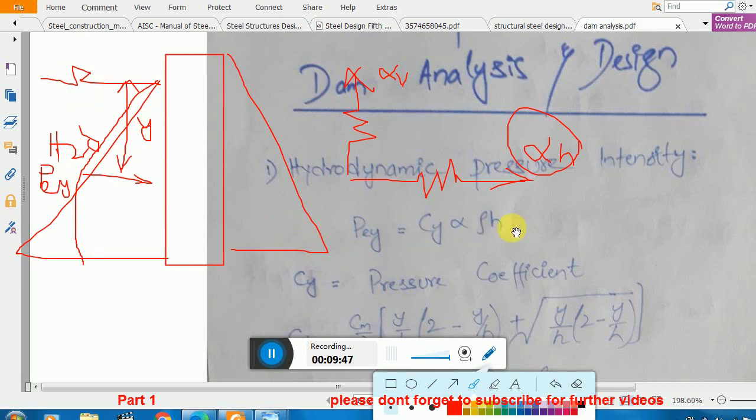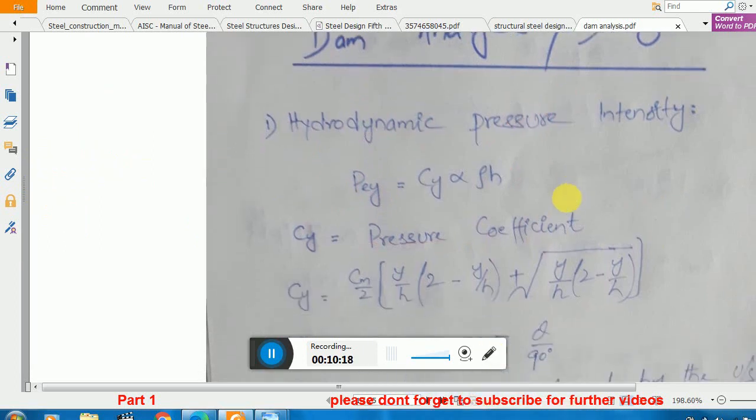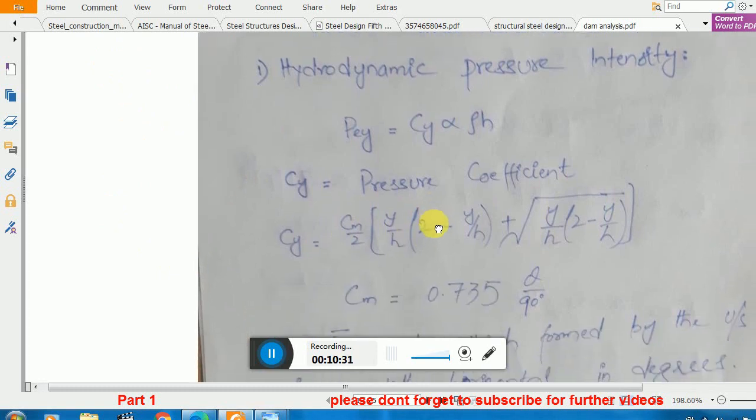Remember, this is the equation: PEY = CY times density times H, which is the height of the dam, and CY is the pressure coefficient, you see here. PEY is the hydrodynamic intensity, remember, intensity, not pressure. Total pressure is this one, but this is the hydrodynamic pressure intensity. Now, what is CY, how can we calculate CY? Let me show you the value of CY. This y is the distance from the top, as I showed previously. Cm is another constant or coefficient, and this is the total height. And this is the Cm, 0.735 times theta divided by 90 degrees.